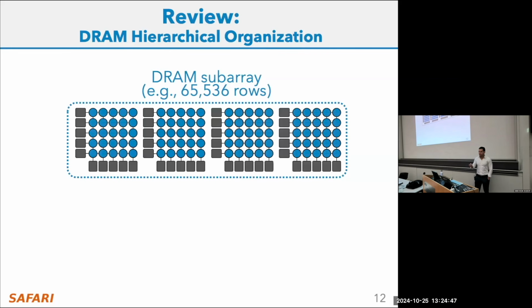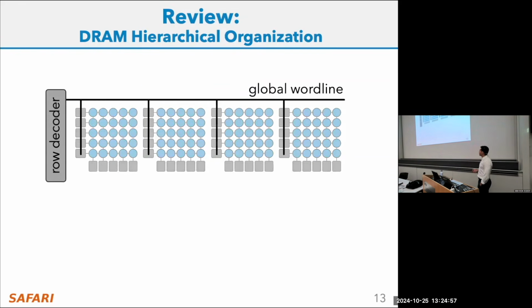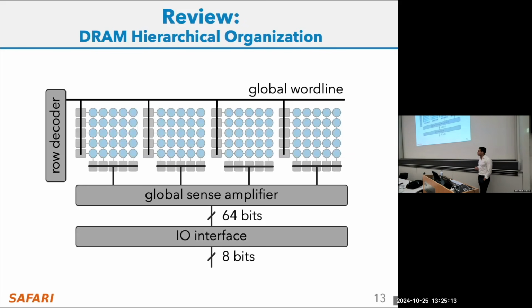At the next level of the hierarchy, we have a collection of those DRAM mats, which we call a DRAM subarray. A DRAM subarray shares a global row decoder and a global word line, which spans across the several DRAM mats inside the subarray, and a global sense amplifier, which is shared across the local sense amplifiers in the subarray. It also has some I/O interface, which is used to move data from the DRAM to the outside world: the memory channel and the memory controller.